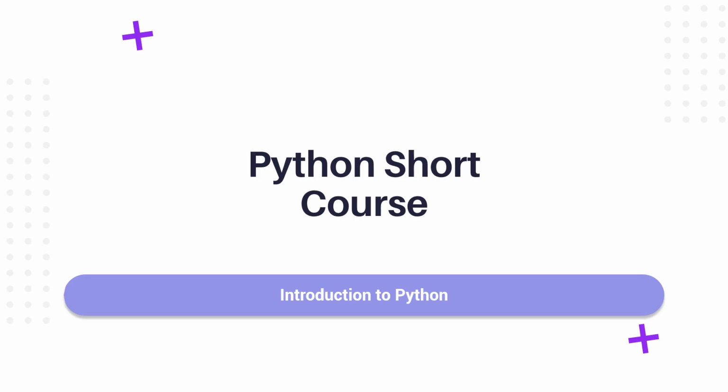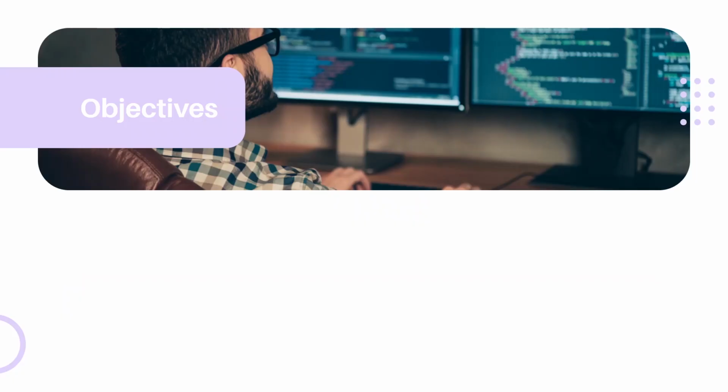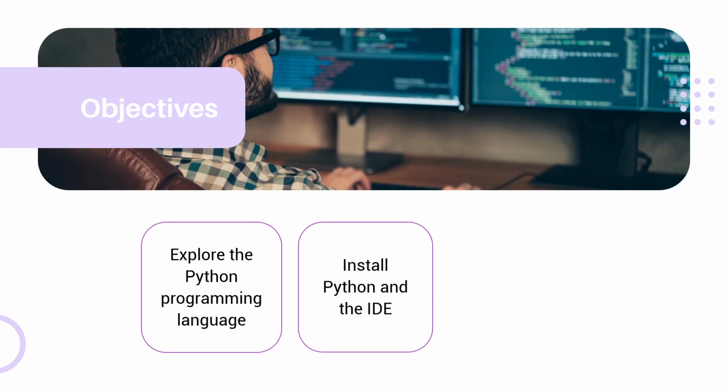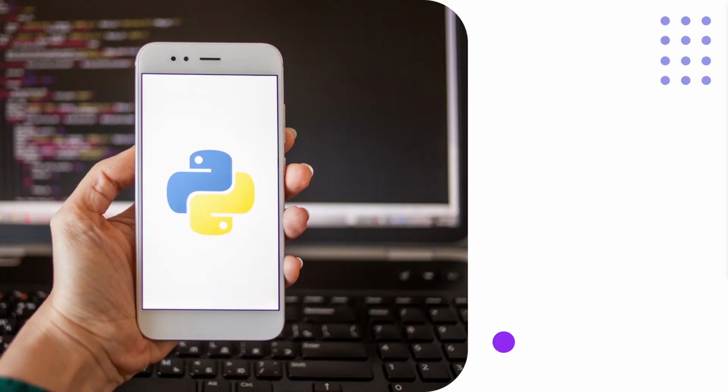With that said, let's have a look at the objectives for today's lesson. First, we'll explore the Python programming language in a bit more detail. We'll have a look at what exactly Python is, the use cases of Python, and we'll also explore some of the characteristics of the Python programming language. Next, we'll move on to our practical demonstration where we will actually install Python as well as the IDE, otherwise known as the Integrated Development Environment. And finally, we'll move on to creating your very first script.